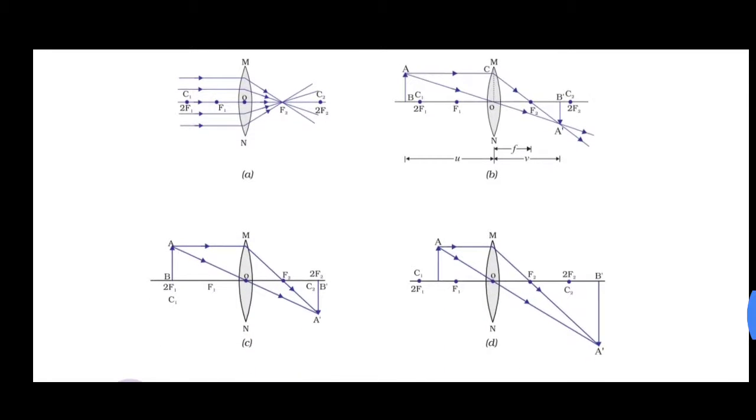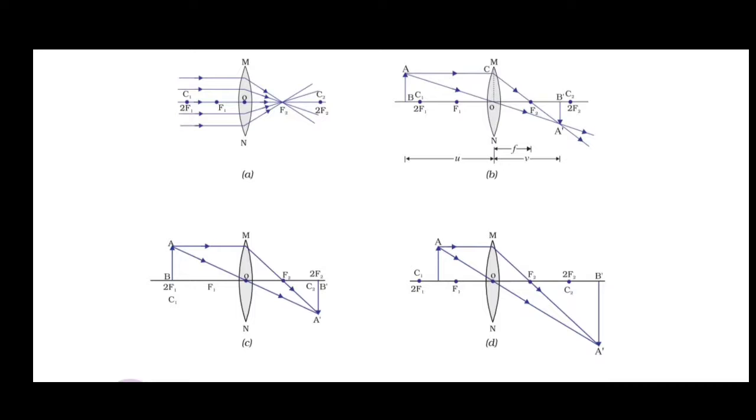In the first figure, the object is at infinity, and we cannot see the object when it is at infinity. Here also we will consider only two rays. In the first condition, when the object is at infinity, the image position is at focus. All the rays of light converge and meet at the focus f2. The image will be highly diminished, point size, and it is real and inverted.